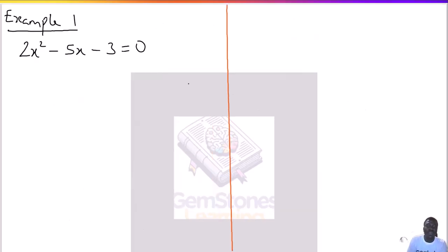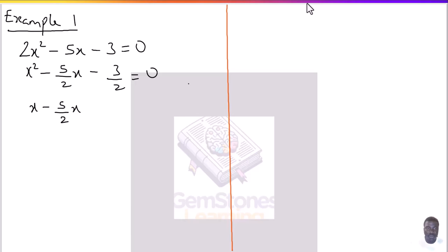We have the first example, 2x squared minus 5x minus 3 is equal to 0. Remember, the first step is to divide all through by your a, which is your 2. That will be x squared minus 5 over 2 x minus 3 over 2 is equal to 0. Move the constant term to the right. That makes it x squared minus 5 over 2 x is equal to 3 over 2.